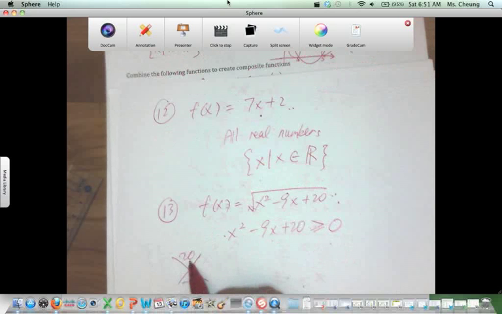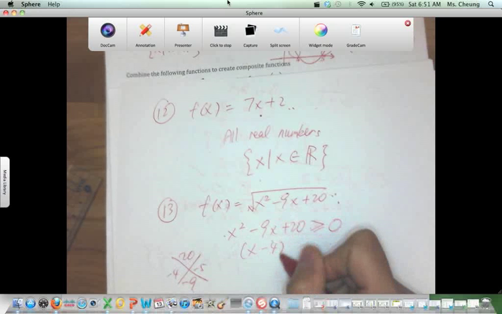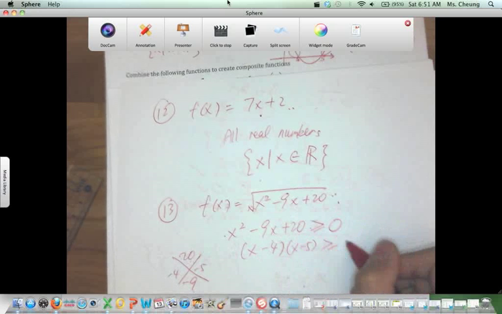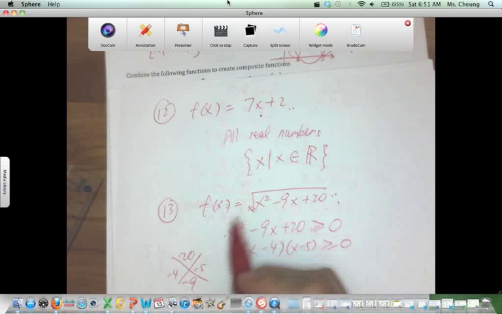So you ask yourself, what are two numbers that multiply to be 20 but add up to be negative 9? So you have negative 4 and negative 5. So (x - 4)(x - 5) is greater than or equal to 0. There are two ways to work this one. I like using the graph instead of the table, but you can pick and choose which one works for you.